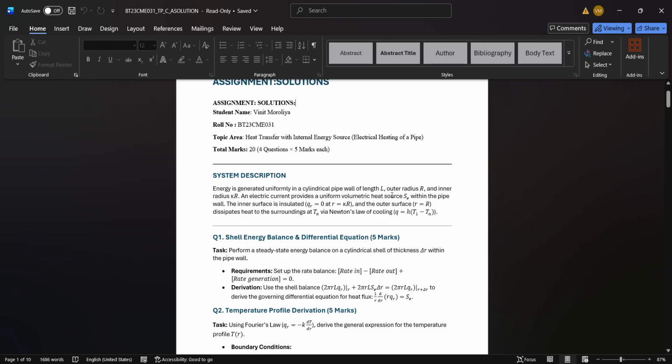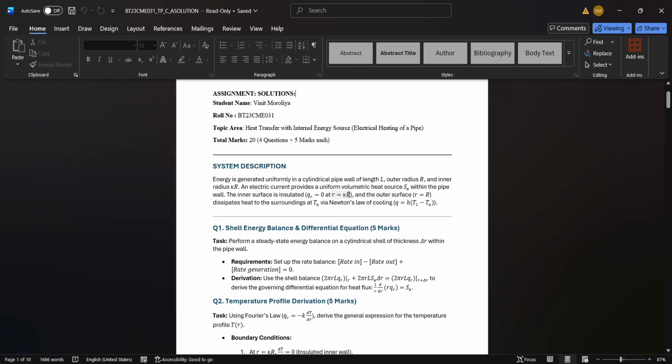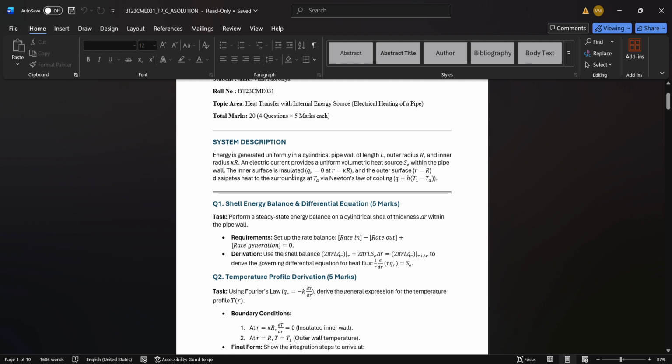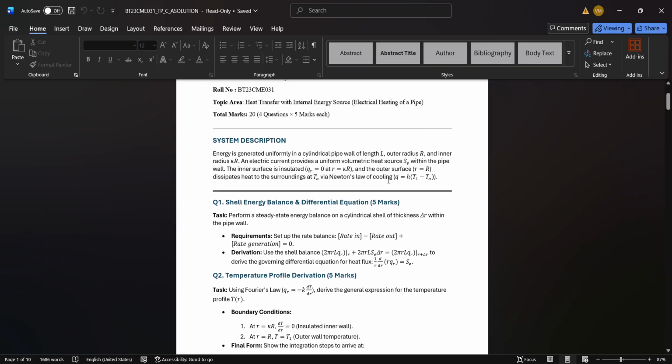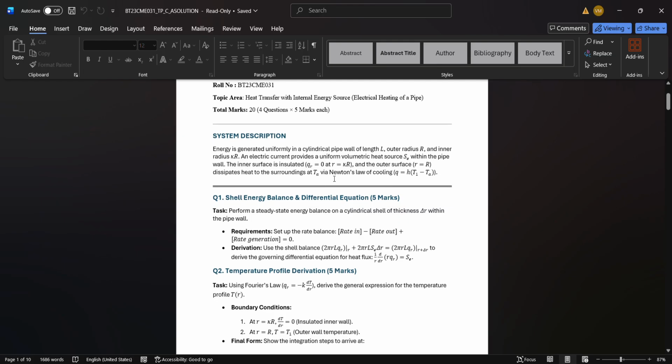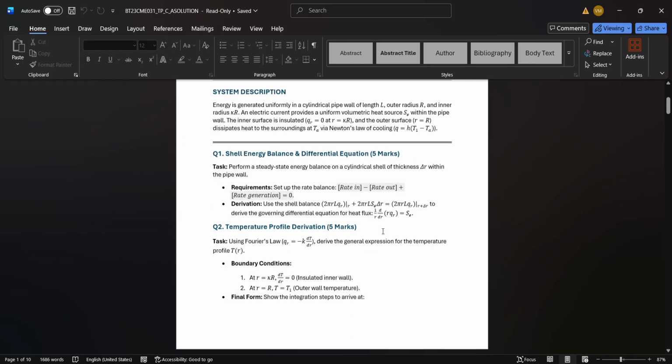Its inner radius is kappa R, outer radius is capital R. Electrical current is provided and there is a heat source SE within the pipe wall. The inner surface is insulated and heat is dissipated to the surrounding at T by Newton's law of cooling.